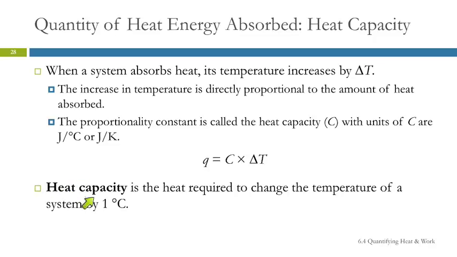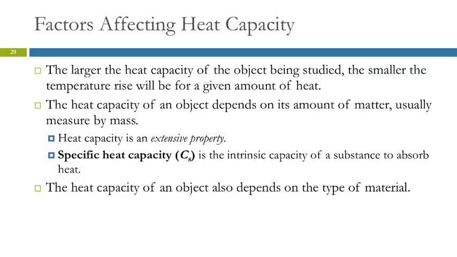Another way to look at heat capacity is it's the heat required to change the temperature of a system by 1 degree Celsius. So if you put 1 in here for the change in temperature, then Q is equal to the heat capacity. So if you have a large heat capacity and you put some heat in, you're not going to get as big of a temperature change.